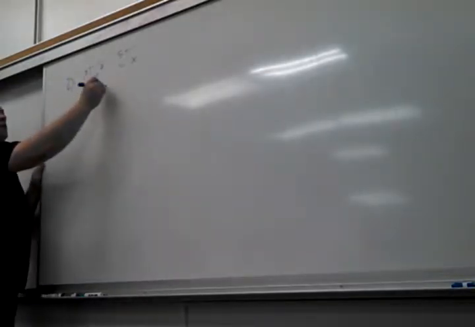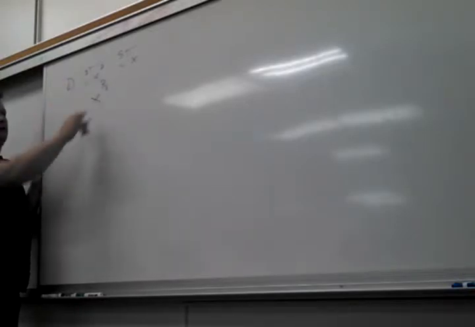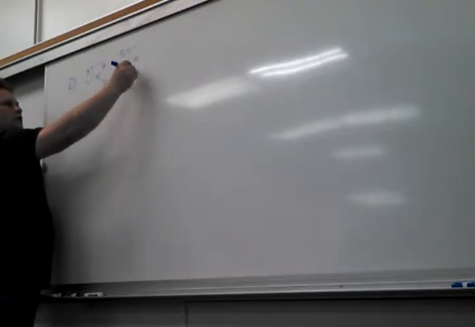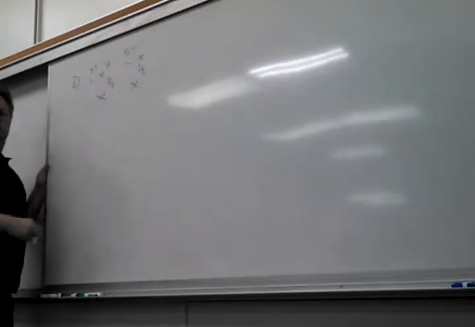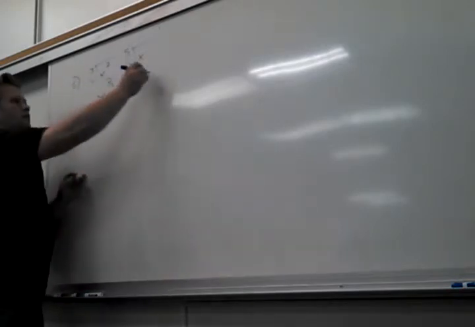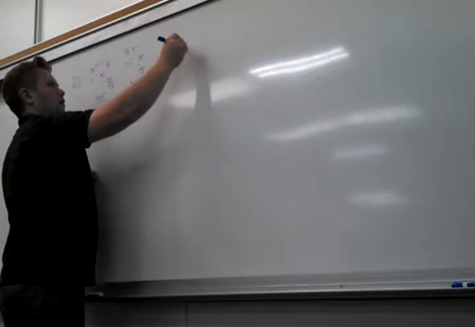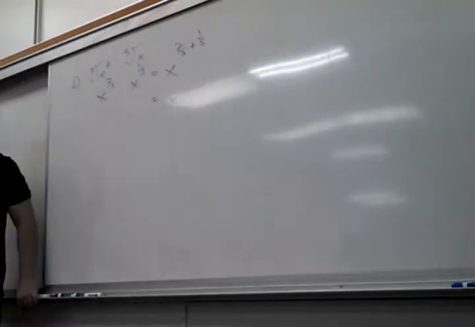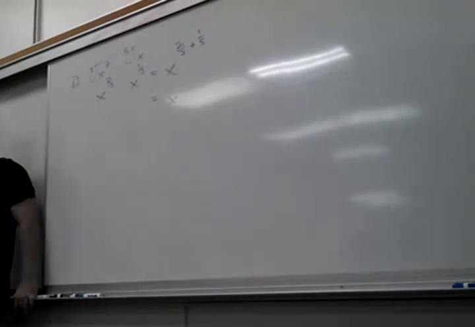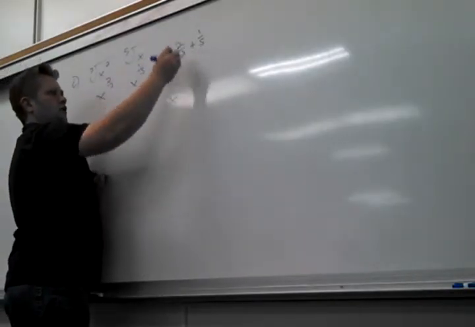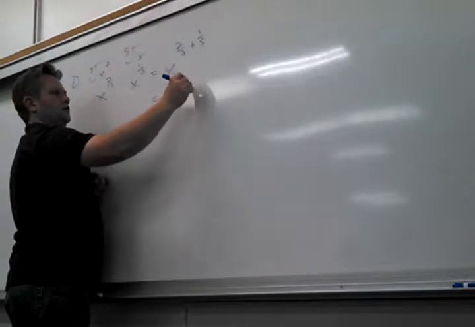Good. On the bottom is the root, on the top is the power. What would this look like? X to the 1/5. Good. Root on the bottom, power on the top. And now, add. And of course, to do that, I need a common denominator. What's really interesting, when you make a common denominator, what would that be? 15. So this would be x to the 10/15 plus x to the 3/15.